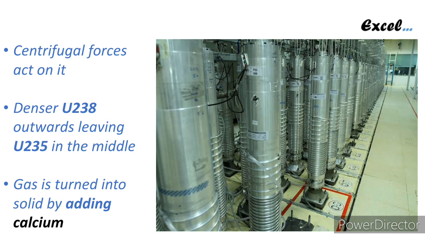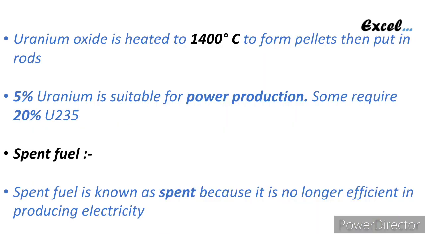This gas is turned into solid by adding calcium. Calcium and fluoride react, leaving behind only uranium oxide, which is heated to 1400 degrees Celsius to form pellets, which are then put in rods which are used in nuclear power plants. 5% uranium-235 is suitable for power production, while some require 20% uranium-235. The rest, 80%, is what we know as spent fuel or nuclear waste, which is highly radioactive.